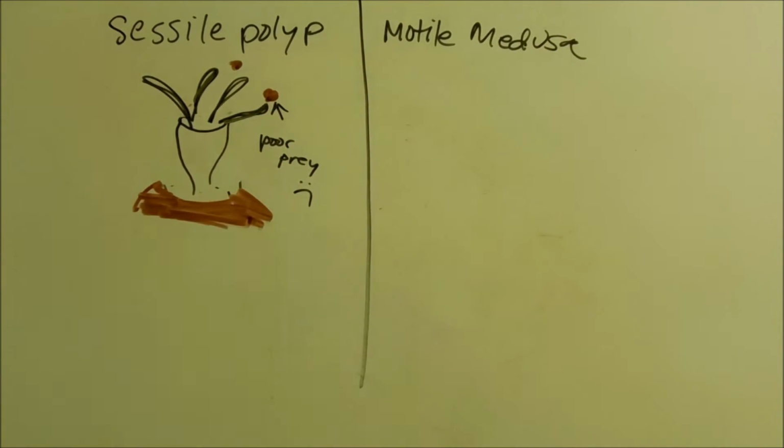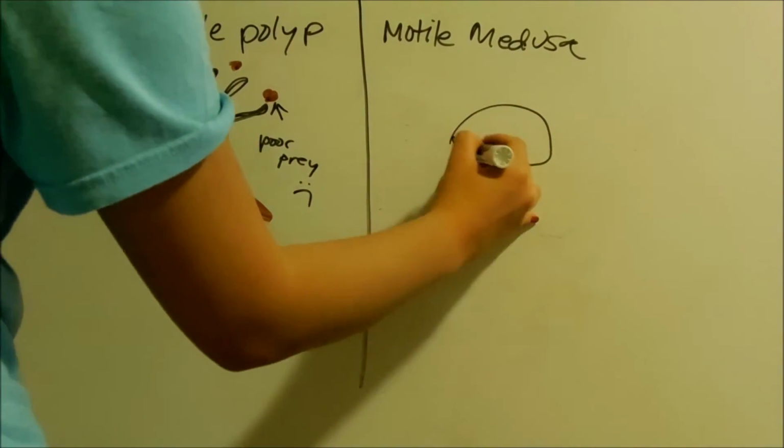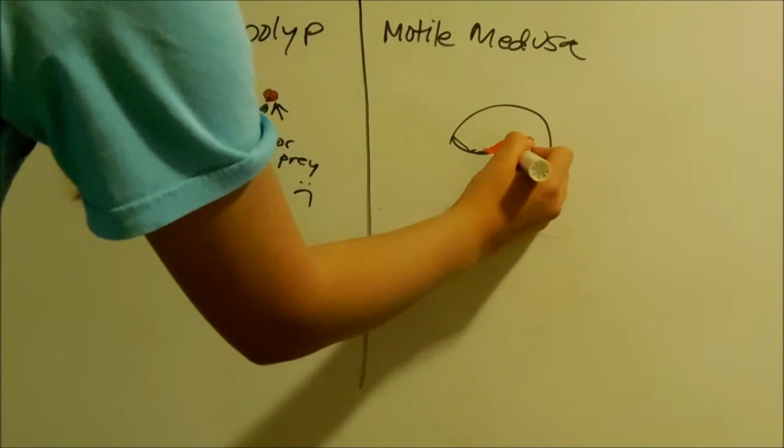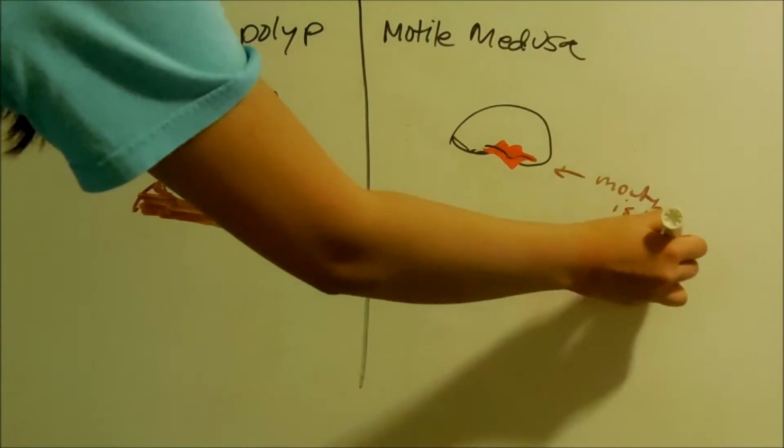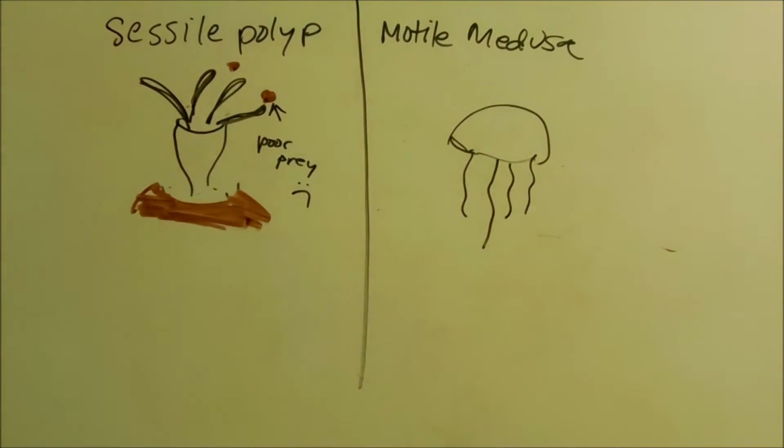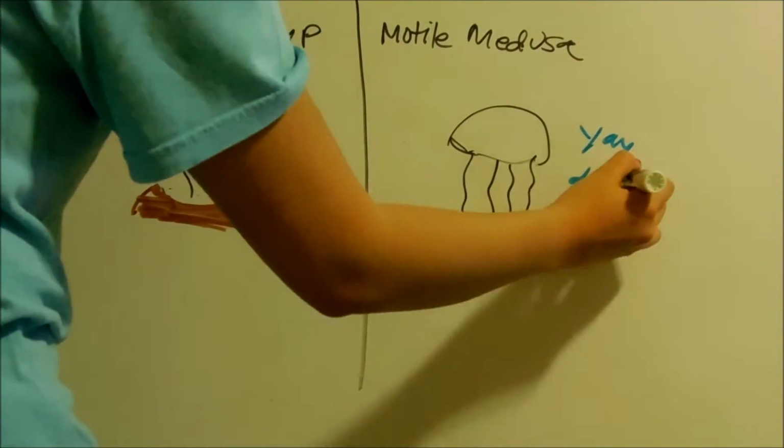Medusa, examples being jellies, is a simple polyp except with its mouth facing downward. Cnidaria with medusa body plans usually move freely in the water and passively drift.